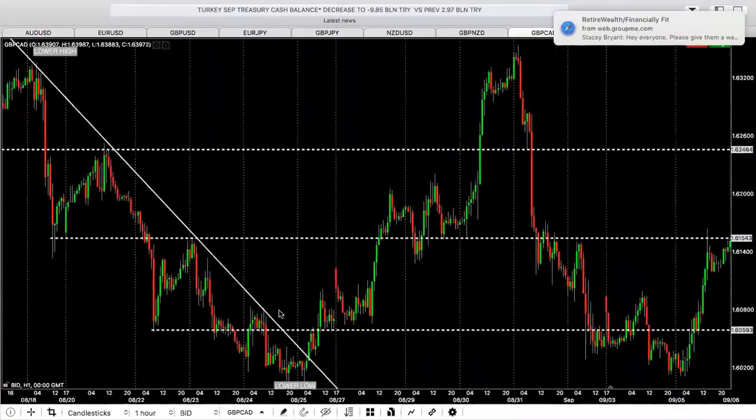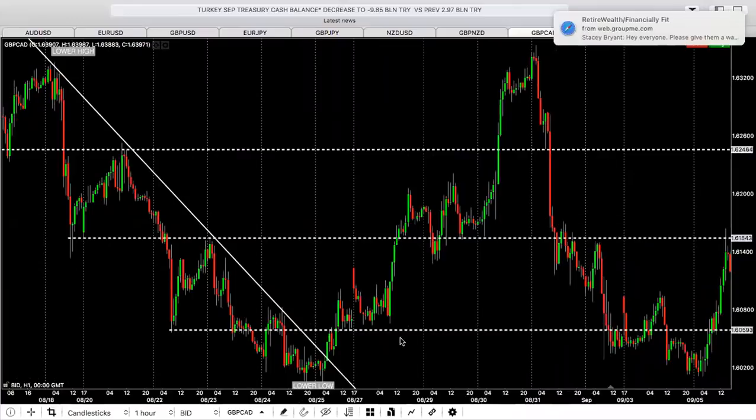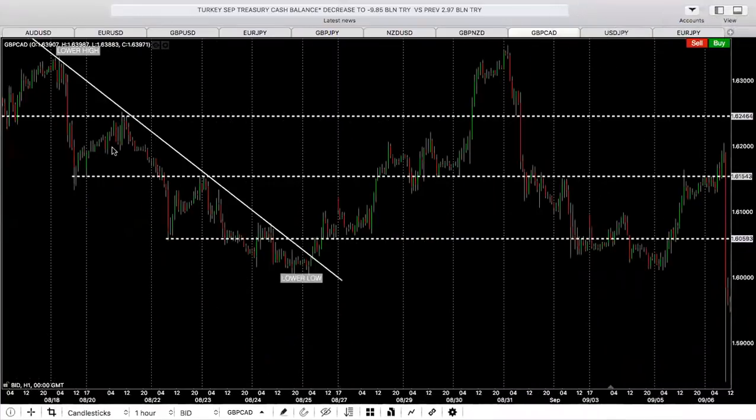And now what ends up happening is that we have what's known as market structure being broken. So to continue the downtrend, we need to keep seeing lower lows and lower highs. Lower lows and lower highs, lower lows and lower highs, lower lows. And now we need to see a lower high. But what ended up happening was the price ended up breaking out.